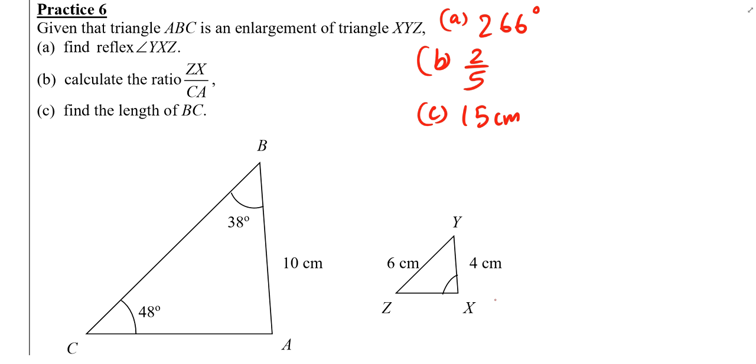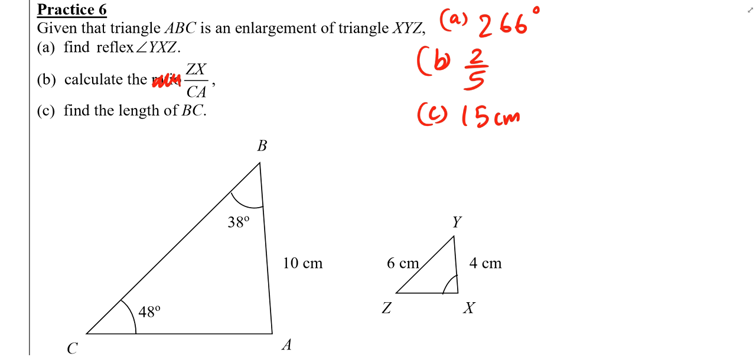Shouldn't it be? Oh, because. Okay, I know what I mean. If they say calculate the ratio of ZX to CA, then you put it in ratio with the colon. But since they want it in the fraction, to make things easier, let's just remove the word ratio. Does that make it clearer for you? So just give it to them in the presentation that they require.